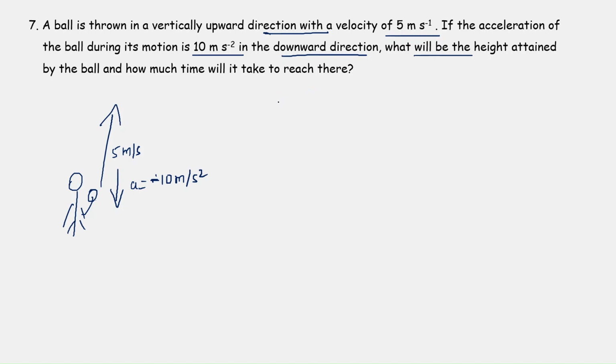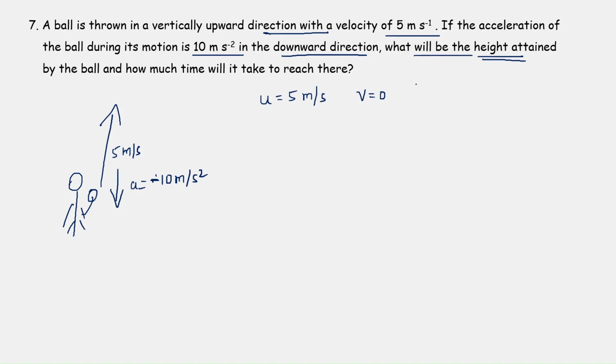Okay, so let's understand what all things they have given. So initially they are going to throw, right? So initially it is at the rest condition, so u will be 0. Sorry, u will not be 0 because they are throwing with the velocity 5 meter per second, and it will stop at the highest point, highest height. Okay, so now initial velocity will be 5 meter per second. Final velocity will be 0 in this case.